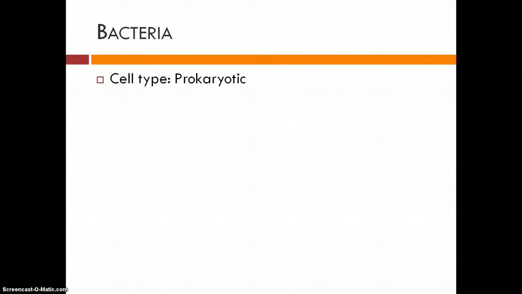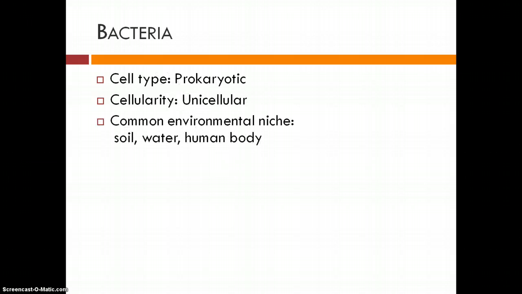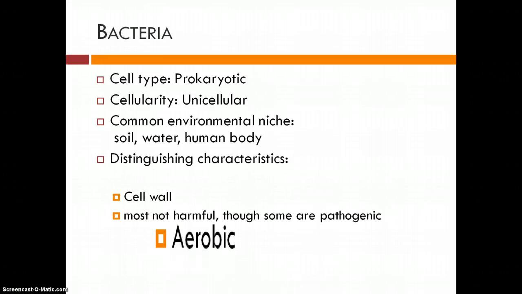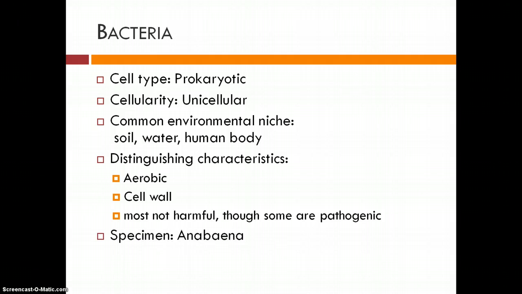Bacteria. So bacteria are prokaryotic, unicellular, and they have the environmental niche of soil, water, and the human body. The distinguishing characteristics are aerobic, as Brenda said earlier. That means it needs oxygen for its cellular respiration. It has a cell wall, and most are not harmful, but some of them are pathogenic, so they can cause diseases. The specimen we have is Anabaena.